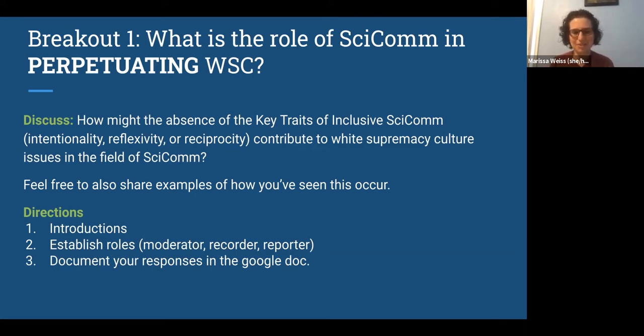Once you've done introductions, please establish roles, and then we'll rotate the roles for the subsequent breakouts. The roles are moderator, recorder, and reporter. To do this quickly, in the first one, the moderator might be the person whose name alphabetically comes closest to the start of the alphabet, and perhaps the recorder could be the person whose name alphabetically comes closer to the end, and a reporter could be a volunteer who is comfortable with that. And then you can document your responses within the Google document. We'll conclude this breakout at 1:36. So we'll have 6 minutes for this conversation.